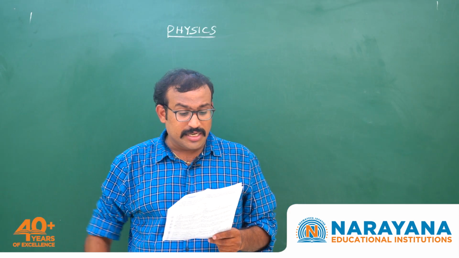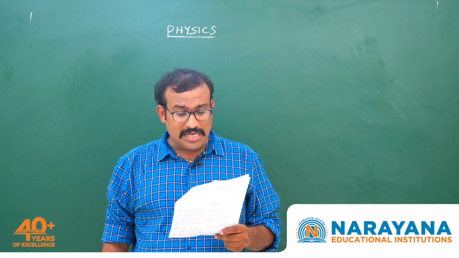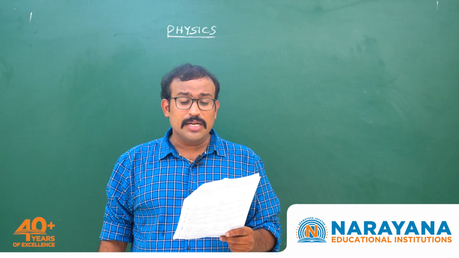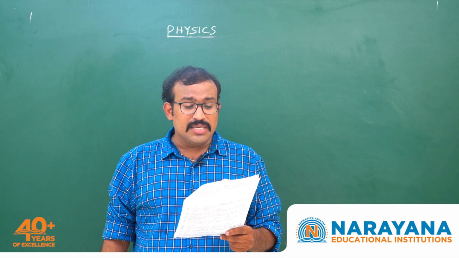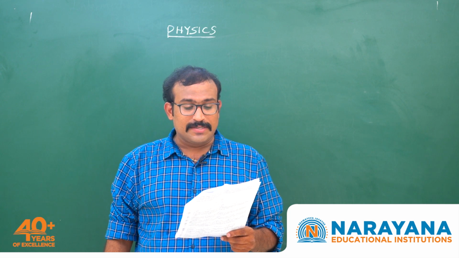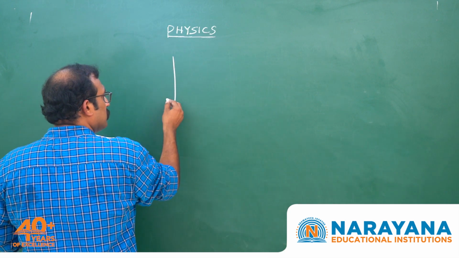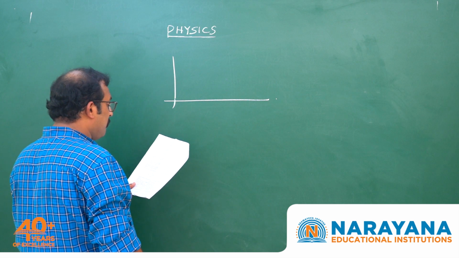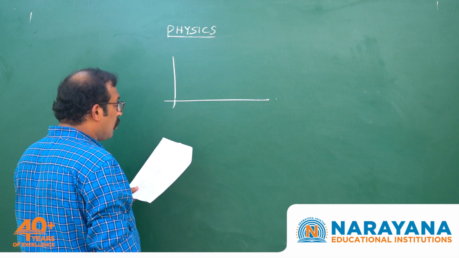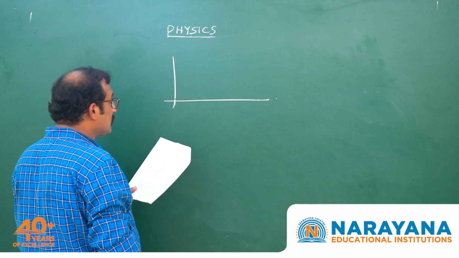Let us discuss the 13th question. A particle is projected with a velocity v so that its range on the horizontal plane is twice the greatest height obtained. If g is the acceleration due to gravity, then its range is? So a particle is projected with a velocity v so that its range on the horizontal plane is twice the greatest height obtained.